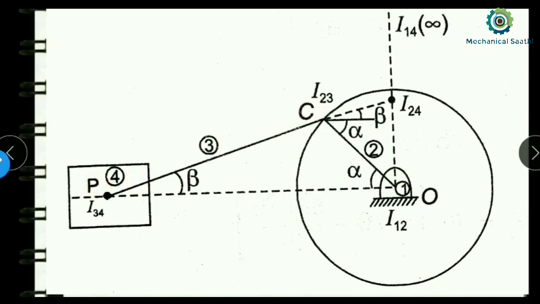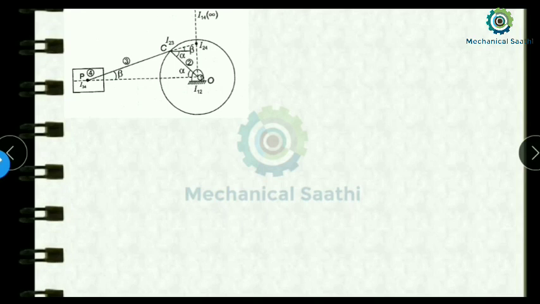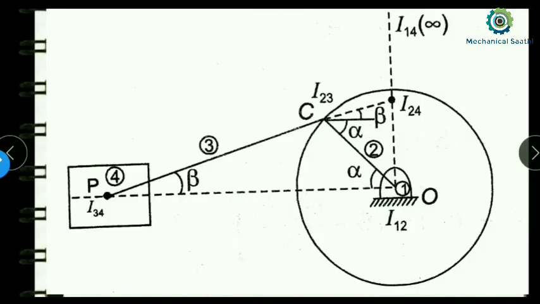Now if I calculate all those instantaneous centers, then for 1 and 2 I'll get the instantaneous center somewhere here. So I12 I'll get here, then I23 I'll get here, then I34 I'll get here. Then for I14, link 4 is here and it will be sliding in this way. So it will be translating in this way.